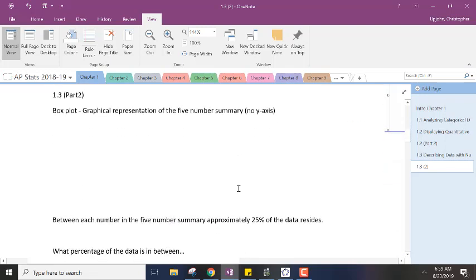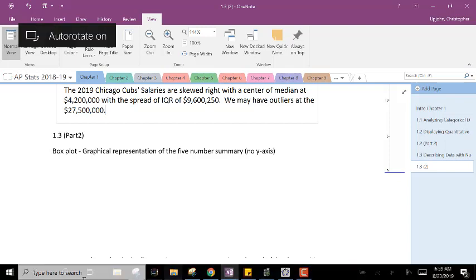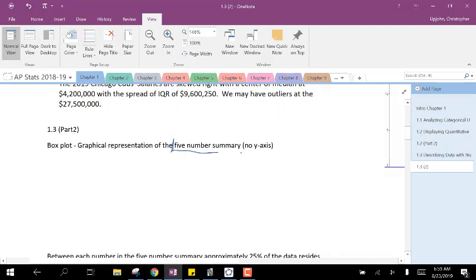All right, 1.3. Box plot, a graphical representation of the 5-number summary. There is no y-axis. Let's remember what our 5-number summary is. It is 0.555, 0.6975, 4.2, 10.25, 27. We have our 5-number summary, and basically you just graph those.